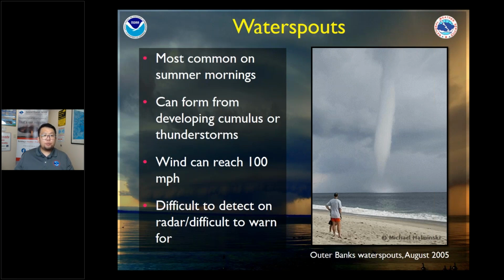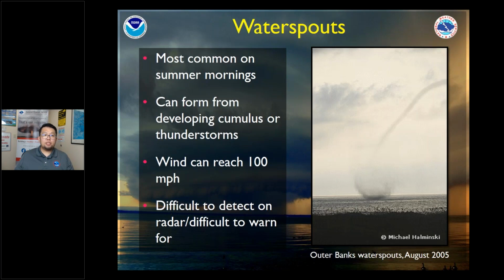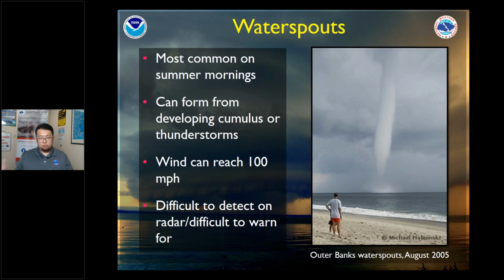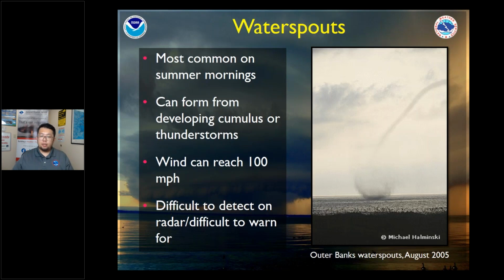We also get waterspouts around here. Most common on summer mornings. Sometimes we'll just get a nice thunderstorm and it'll just suck up a waterspout. Those are essentially just tornadoes that form over the water. They can form from a developing thunderstorm. It doesn't need to be that supercell thunderstorm. It could just be a nice thunderstorm.